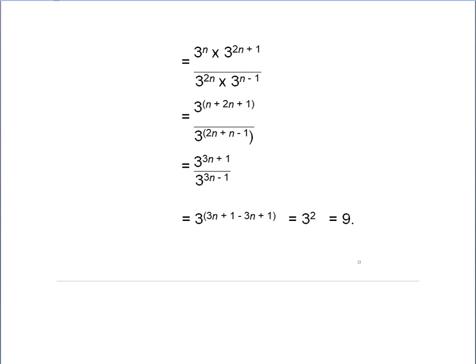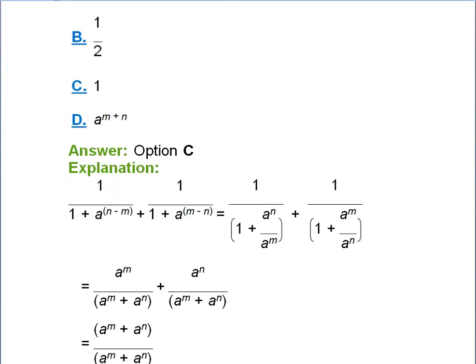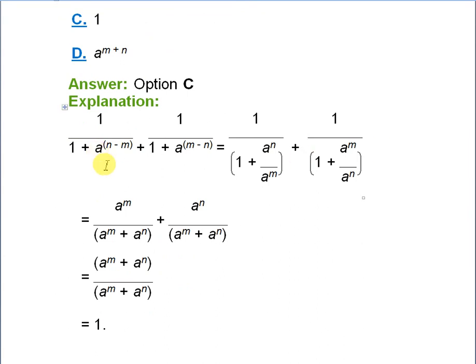That is your answer. Next: 1 divided by 1 plus a raised to the power n minus m, plus 1 divided by 1 plus a raised to the power m minus n, equals to? Okay, so we have written the given statement here. Now you can write a raised to the power n minus m as a raised to the power n divided by a raised to the power m. Similarly here, a raised to the power m plus a raised to the power n.